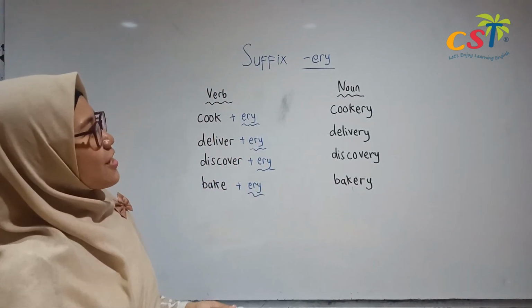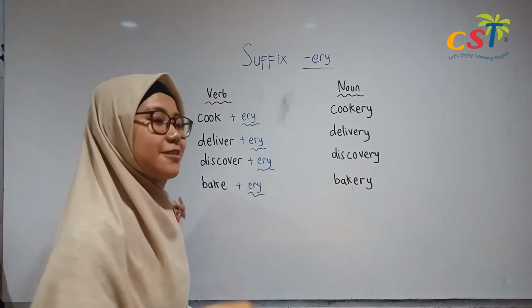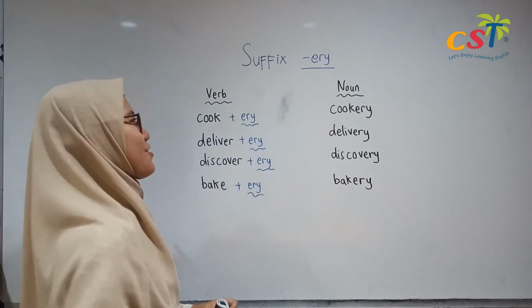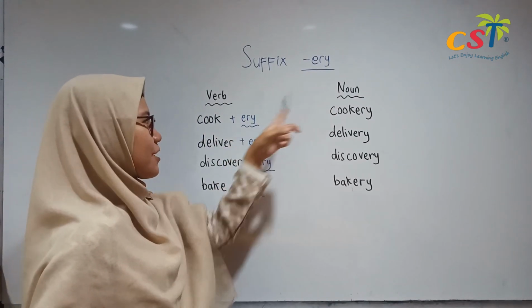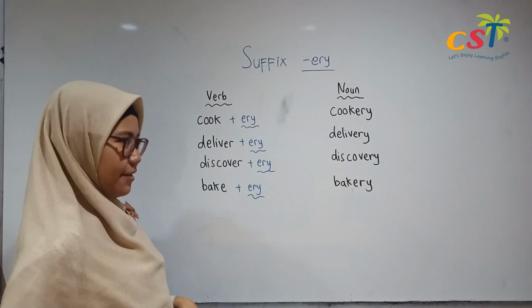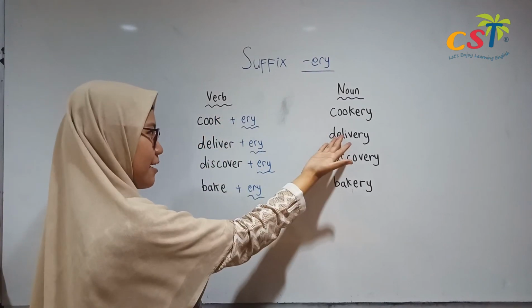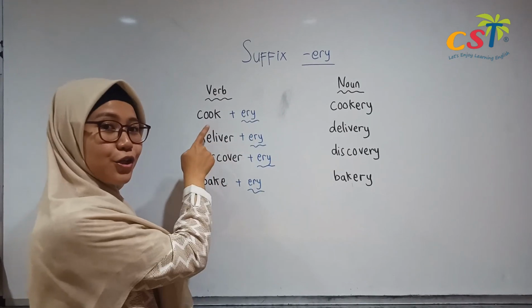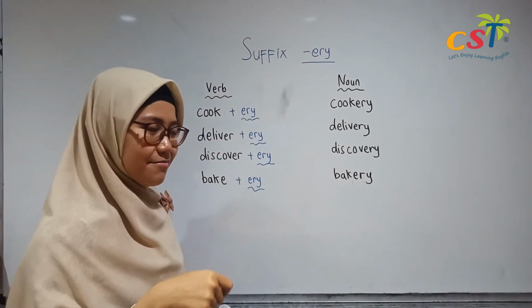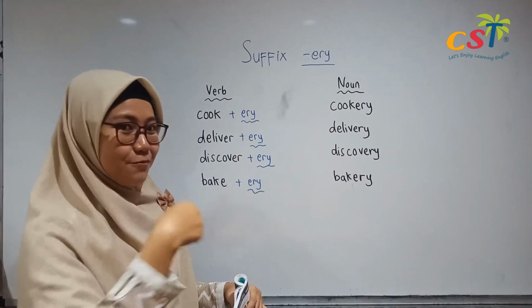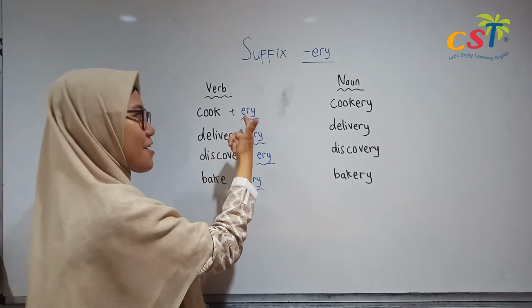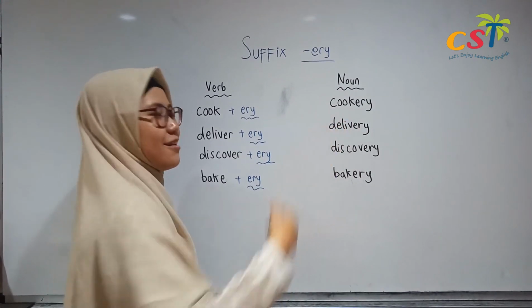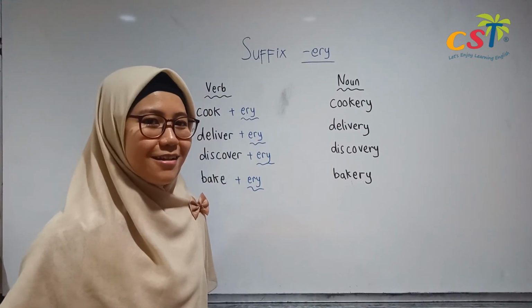Here in this unit, you learn about the suffix. Suffix means ending. So the ending -ry. You put the ending -ry on the verb here. So you make a noun from a verb by adding -ry. For example, cook. I cook some food, right? But when I add -ry, it becomes cookery. Cookery is a noun. It's the art of cooking activity.